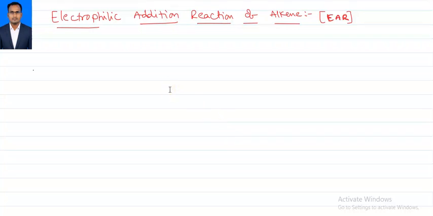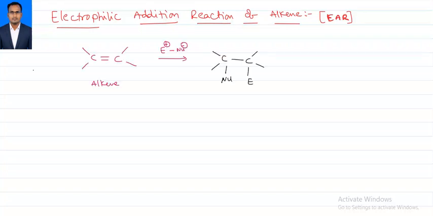Good morning, students. Today we are going to discuss the electrophilic addition reaction of alkenes, that is EAR. Very important. With the mechanism, the examples, the exceptions and the rearrangements, everything we are going to learn in this topic, electrophilic addition reactions of alkenes.